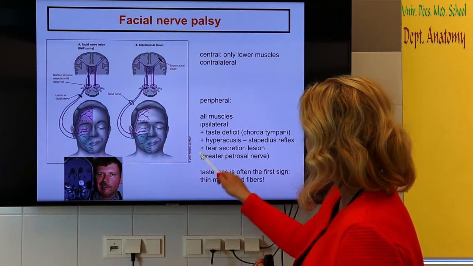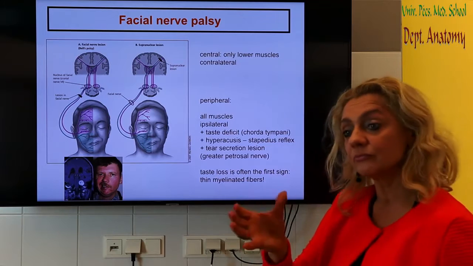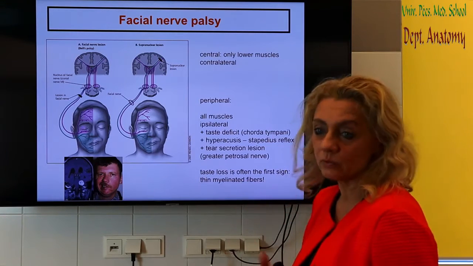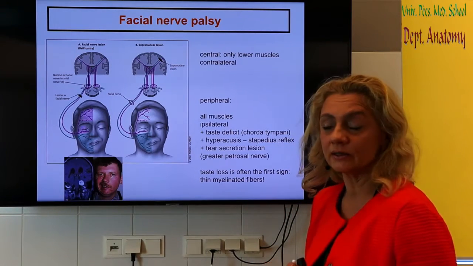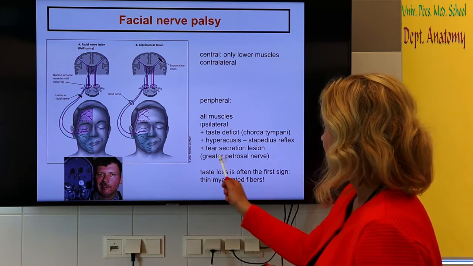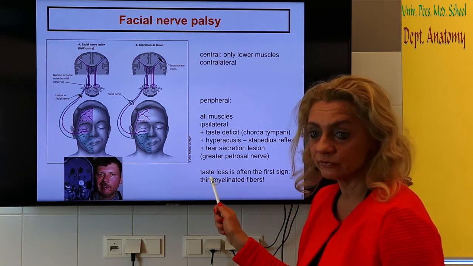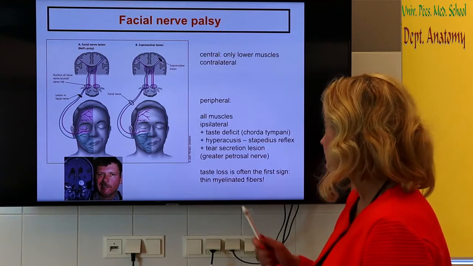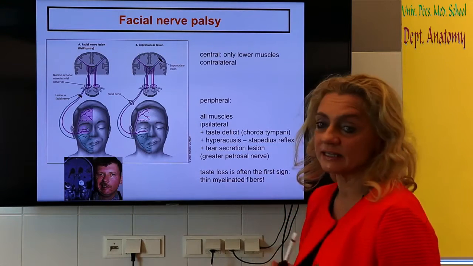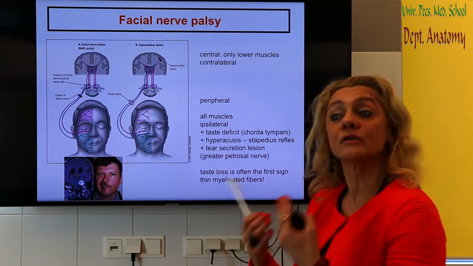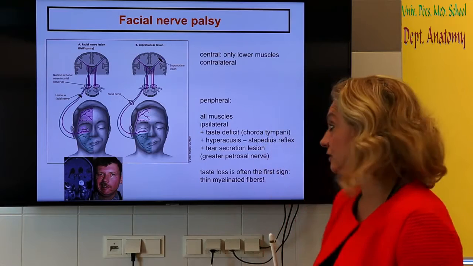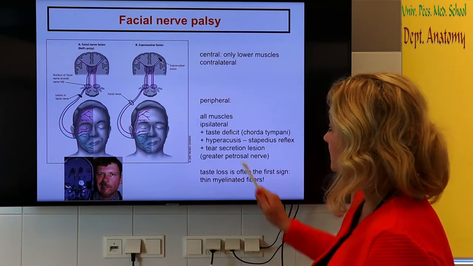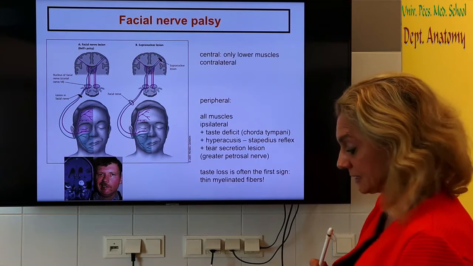And this, you already learned it a little bit, but when we do the eye, you will hear it again, that through the greater petrosal nerve, which is also a branch of the facial nerve, also innervates the lacrimal gland, so is responsible for tear production. So this is all lost in facial nerve palsy.